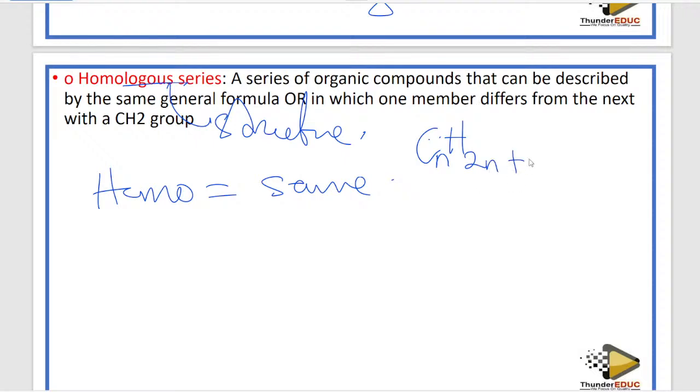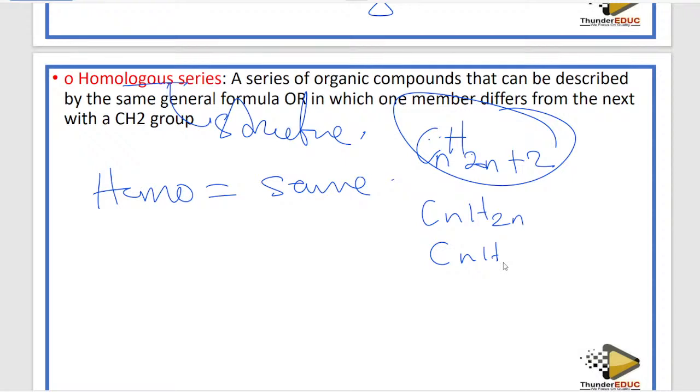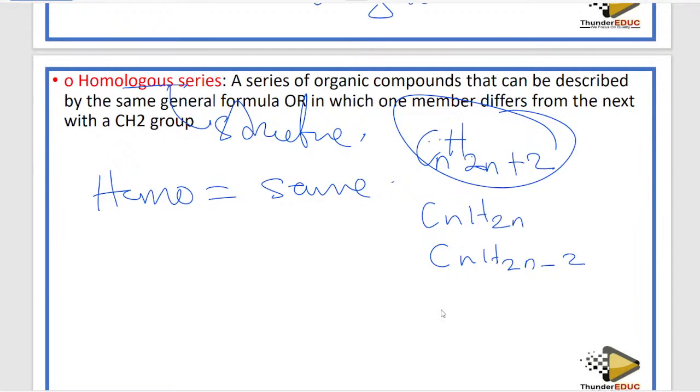CnH2n+2. So all the alkanes will have that general formula. All the alkenes will have that general formula. And all the alkynes will have that general formula. It doesn't matter how many carbon atoms you have. We shall see this in detail, don't stress about it. But I want to show you that it has something in common, which is the general formula. The general formula stays the same, but the number of carbon atoms keeps on changing.